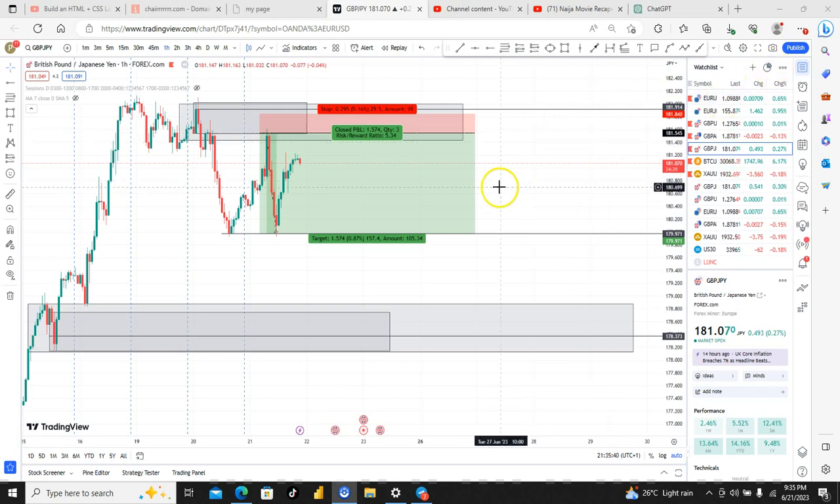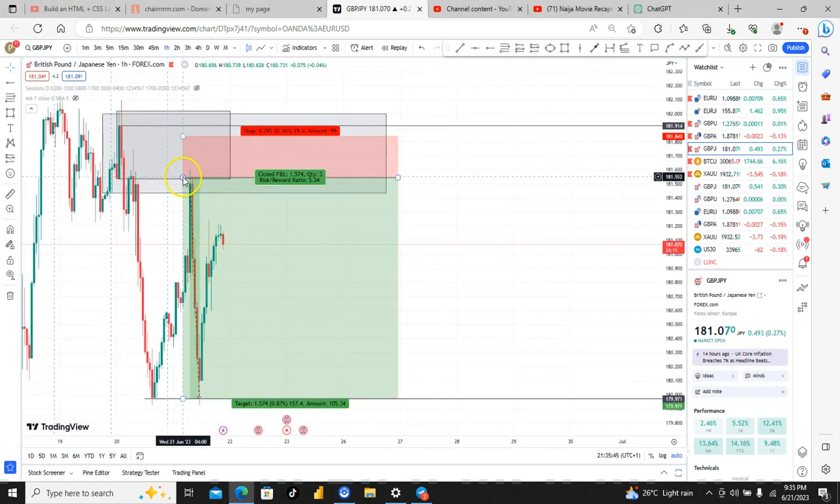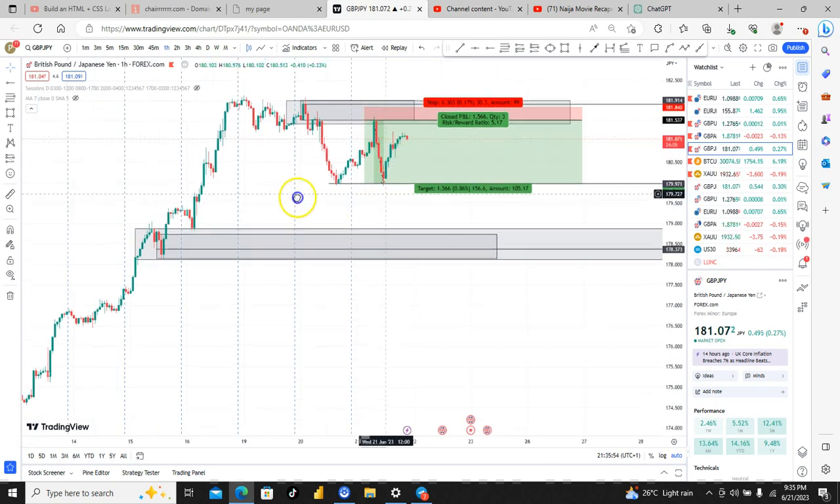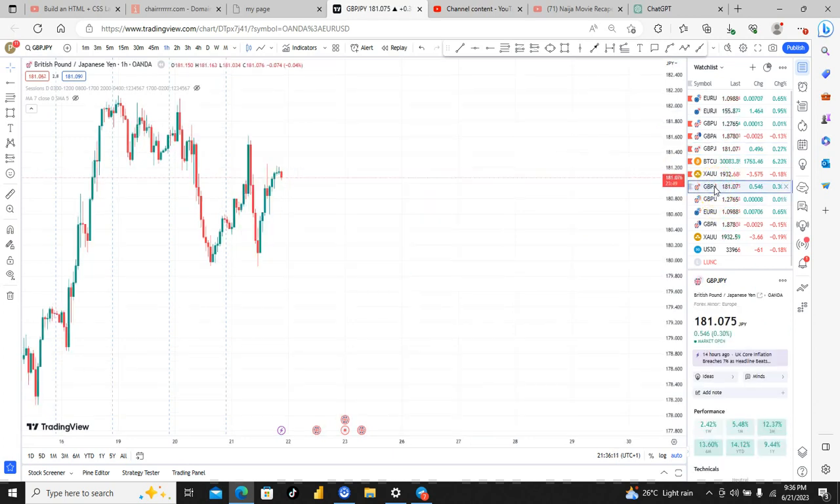This is a market recap on the trade I took, which has currently hit TP now. So I'm going to do a breakdown analysis of how I took this trade, why I took this trade on GBP JPY. Let me go to a blank chart and show you guys my bias on this pair and why I took the trade.